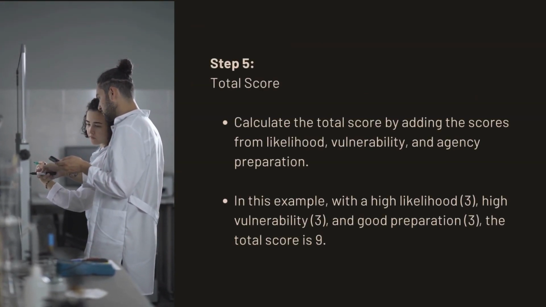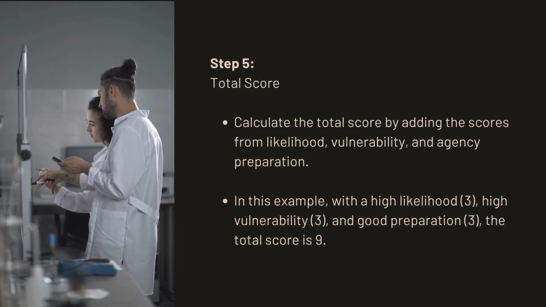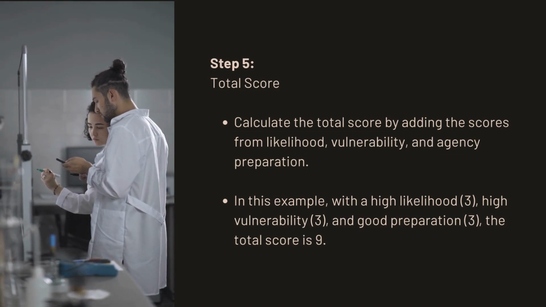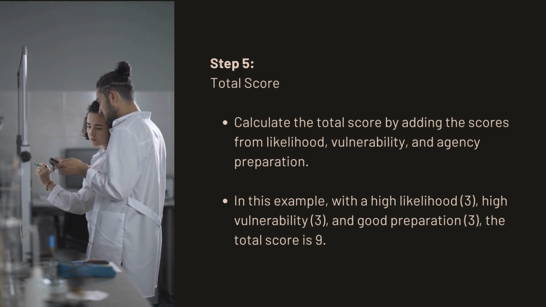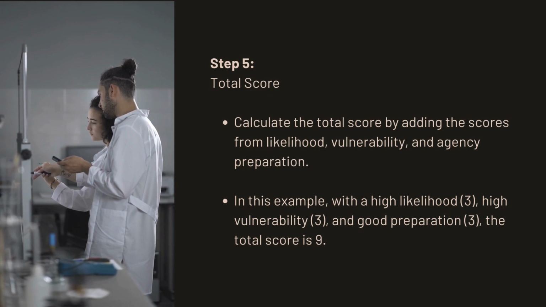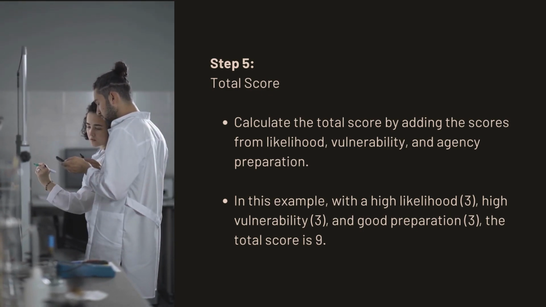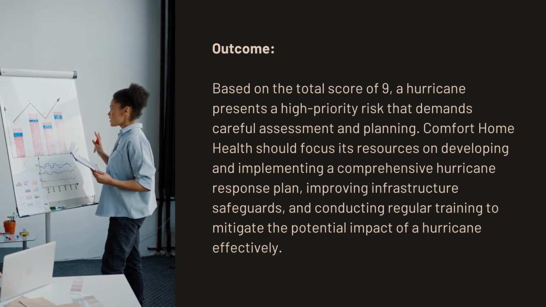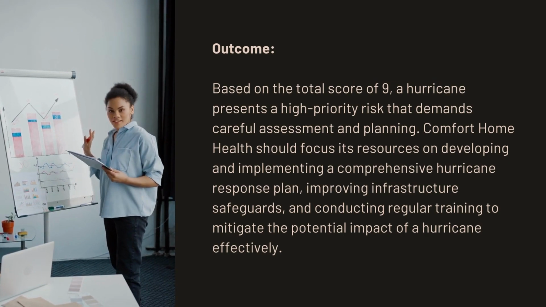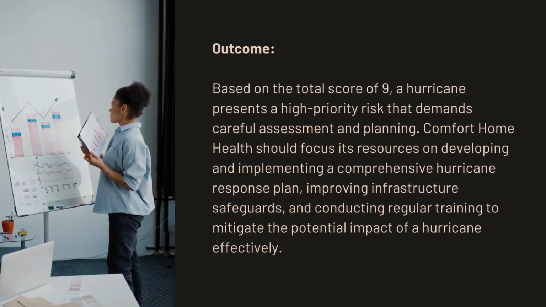Now, let's calculate the total score by adding the scores from likelihood, vulnerability, and agency preparation. In this example, with high likelihood, 3, high vulnerability, 3, and a good preparation, 3, the total score is 9. Based on the total score of 9, a hurricane presents a high priority risk that demands careful assessment and planning.